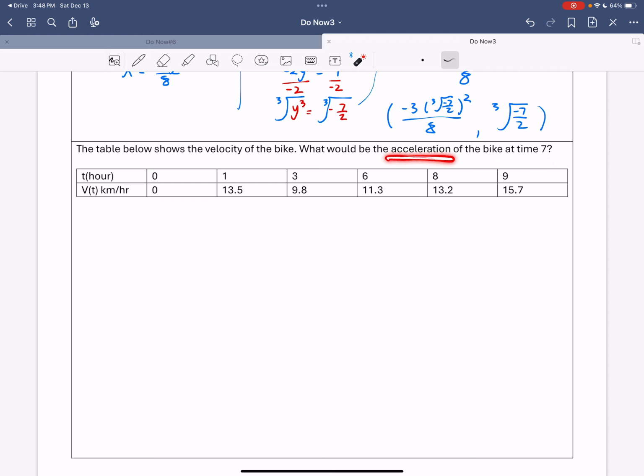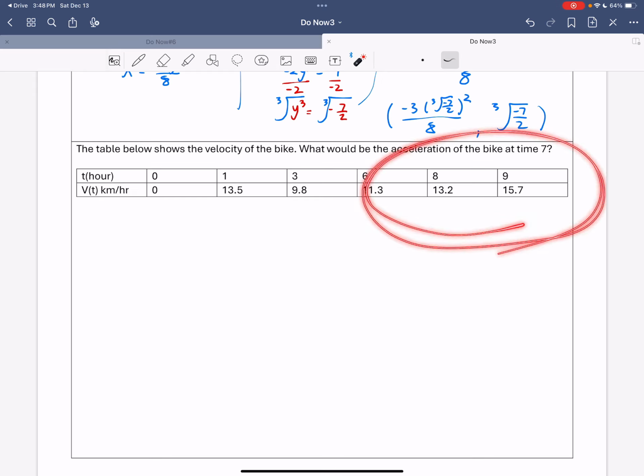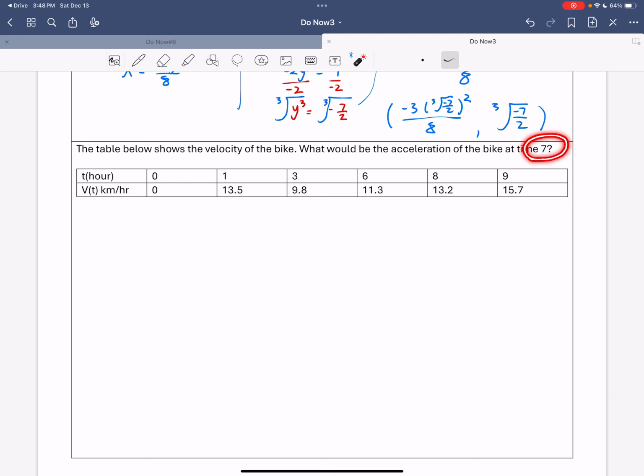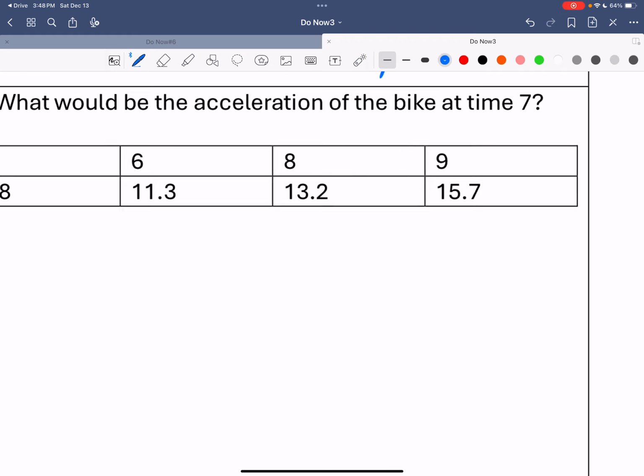So acceleration is usually the f double prime, but the thing is, do you see our y value is already the velocity? So what you have to do is you just have to find the slope. Now, where can you find 7? 7 should be between 8 and 9. So these are the numbers that I'm going to use.